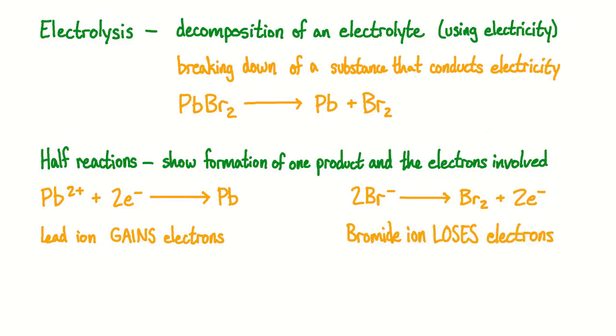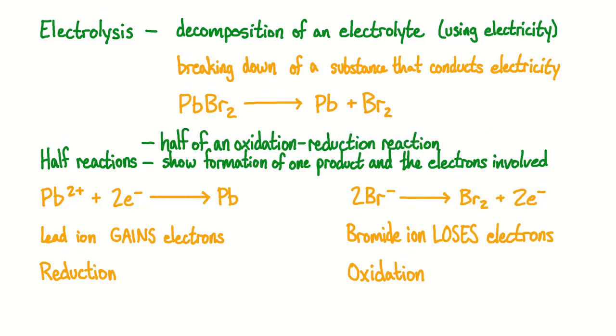In the reaction on the right, each bromide ion loses an electron during the formation of bromine gas. When the atom or ion gains electrons, we call this a reduction. In this case, the lead ion is being reduced. On the other hand, when an atom or ion loses electrons, we call this an oxidation. The bromide ions are being oxidized to form bromine gas.